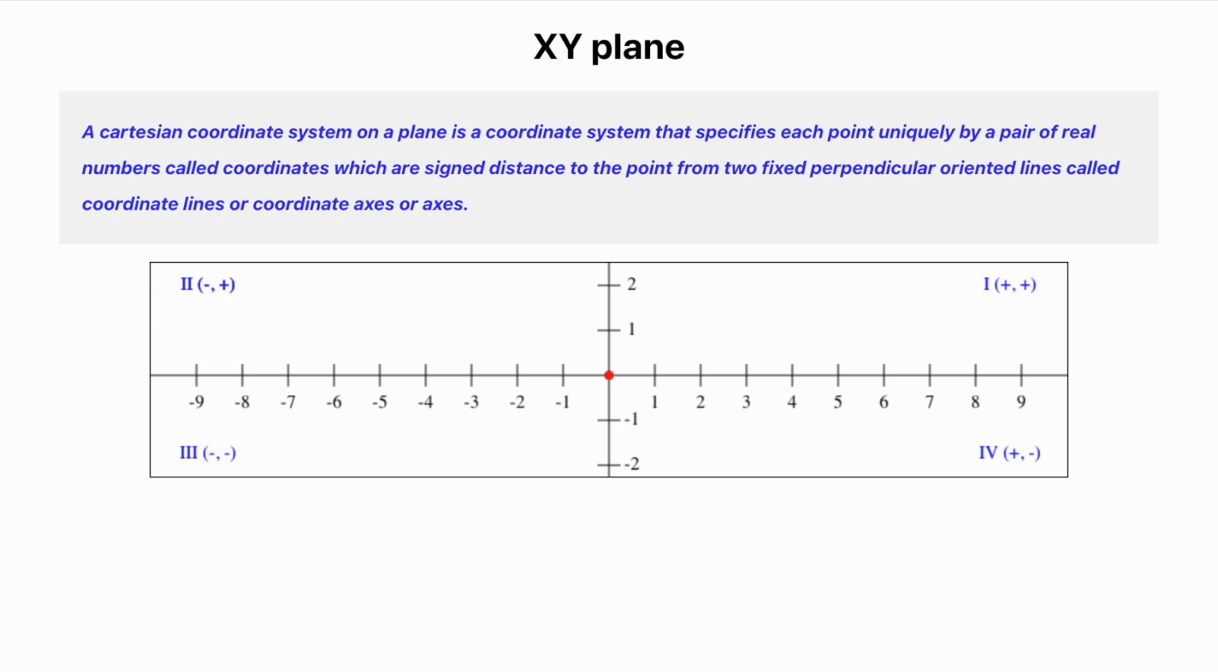If P lies in the x-axis, then y is equal to 0, and if P lies in the y-axis, then x is equal to 0. For example, this is the point 4, minus 2 marked on the xy plane, and this is point minus 5, 0 marked on the xy plane.